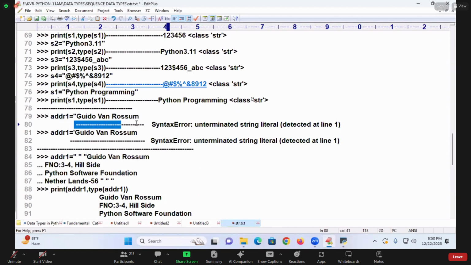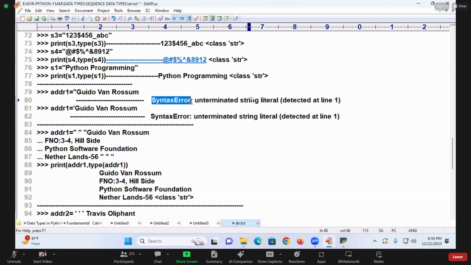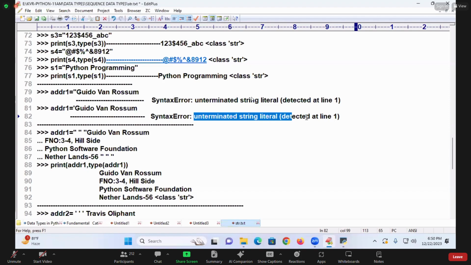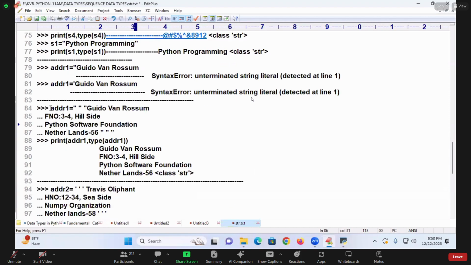I am trying to write the second line, third line, fourth line, and so on. I am getting a syntax error: unterminated string literal detected at line number 1. The same error I had posted. Are you following? Next, Guido van Rossum, syntax error, unterminated string literal detected at line number 1. Able to follow? ADDR1 is equal to triple double quotes, Guido van Rossum, and I'm getting something like this.